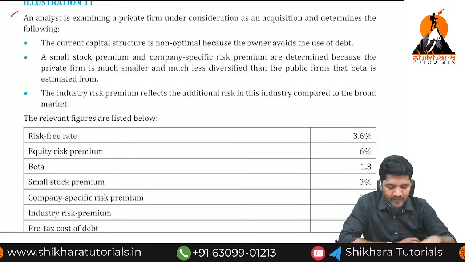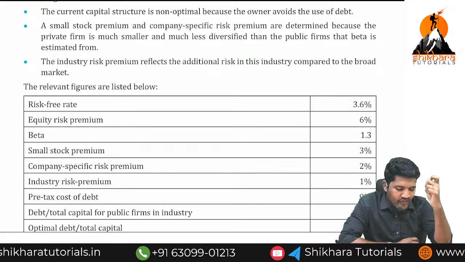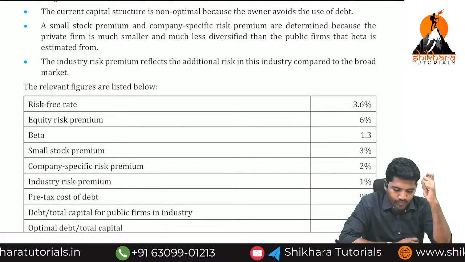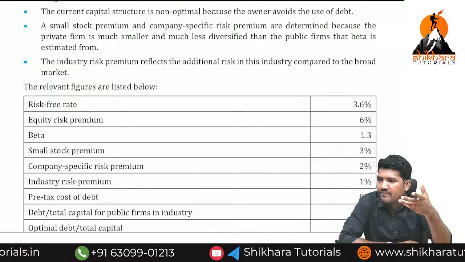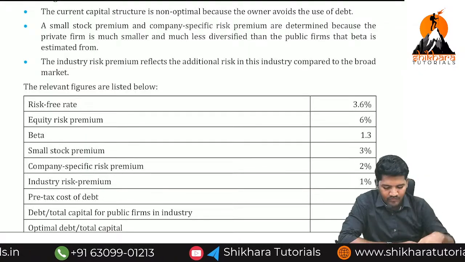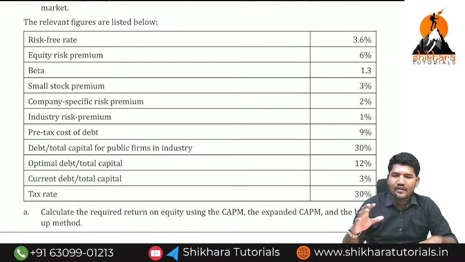It's a new point. Next, point 3: the industry risk premium reflects the additional risk in the industry compared to the broad market. This also you need to understand with the help of the concept only. Are you okay? I am showing this question only for your understanding.